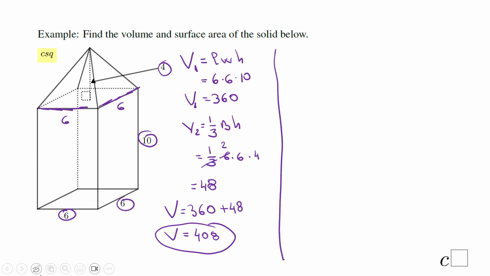Let's move to the surface area. Now on the surface area, I really need to be careful for these guys. What do we have on the surface area? We have this base. I'm going to call it A1, right? That will be 6 times 6, 36.